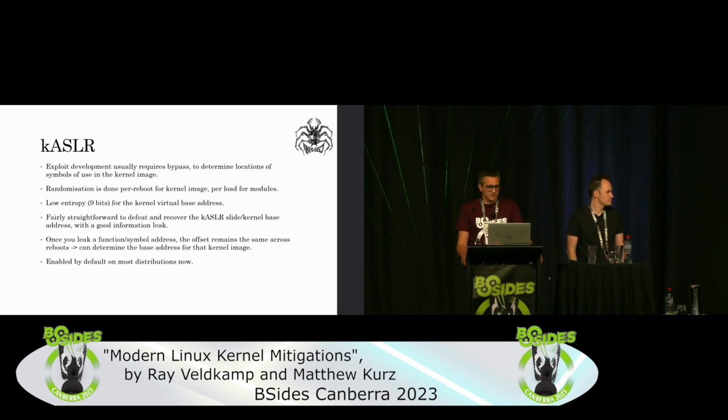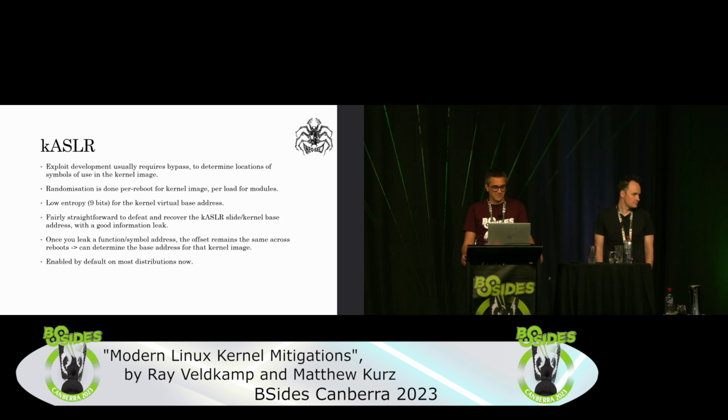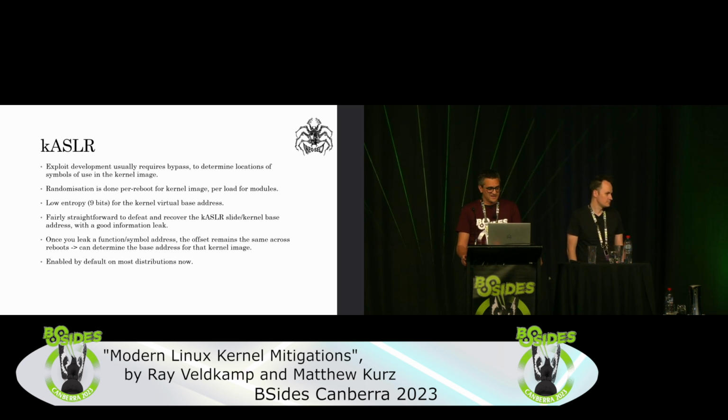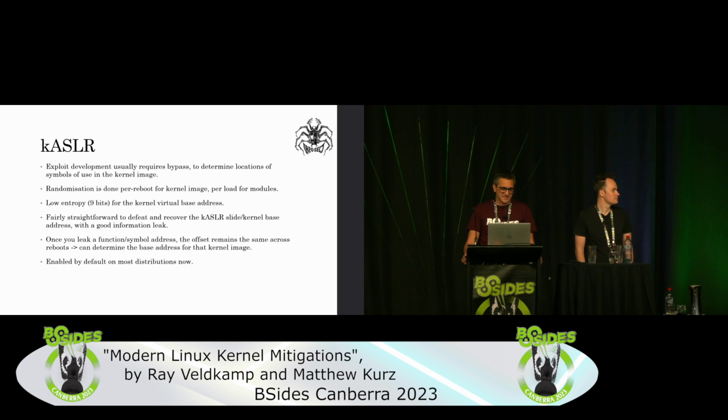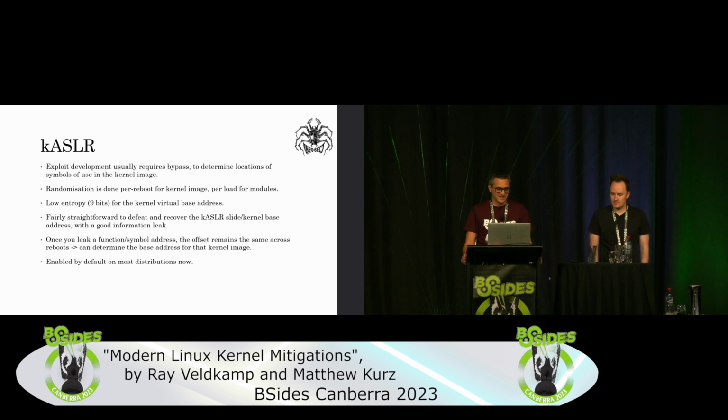So if you've got a good bug and you're writing an exploit, this usually requires a KASLR bypass. If you need to use any functions or know where symbols are, you're going to need to know the base address. This randomization is done per boot, and it's pretty low entropy. There's actually only 9 bits that change. So it's fairly straightforward to defeat and recover the KASLR slide if you've got a good info leak.